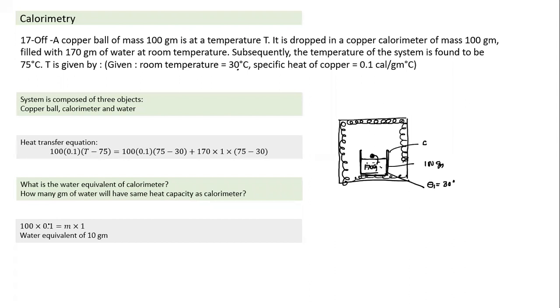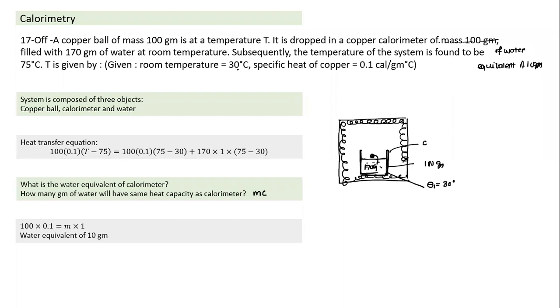So what will the water equivalent be? The heat capacity of the calorimeter is m into specific heat capacity. m is 100 grams, specific heat capacity is 0.1. If I equate, with m as the water equivalent, m into 1, this will be equal to 10 grams of water. So the same question could have been reworded: it is dropped in a copper calorimeter of water equivalent 10 grams.